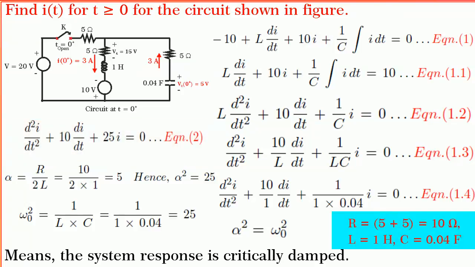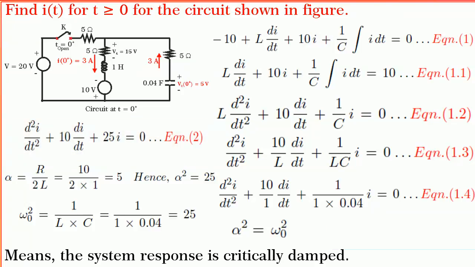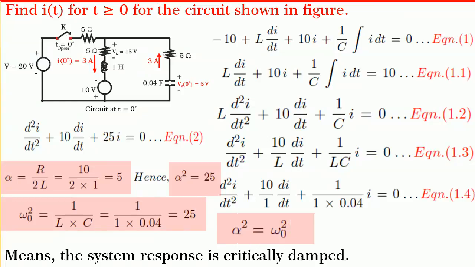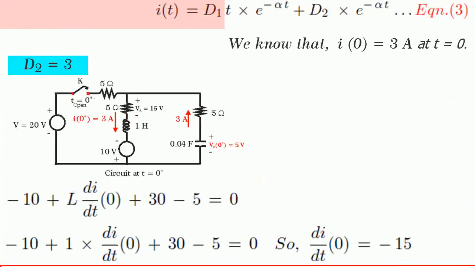Using the values of R, L and C, we get alpha equal to 5 and alpha squared equal to 25. Similarly, omega naught squared we get equal to 25, so that we find that alpha squared is equal to omega naught squared. Hence, the system response is critically damped, whose response is given by i(t) equal to d1 t e to the power of minus alpha t plus d2 e to the power of minus alpha t. Let it be equation 3.